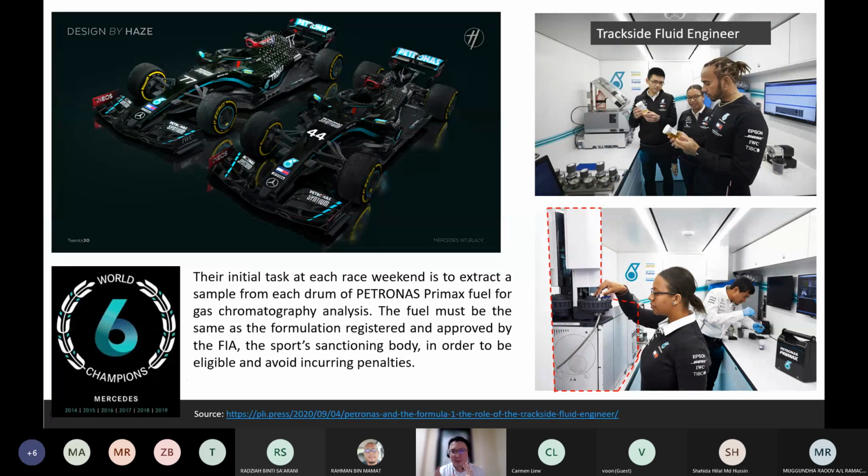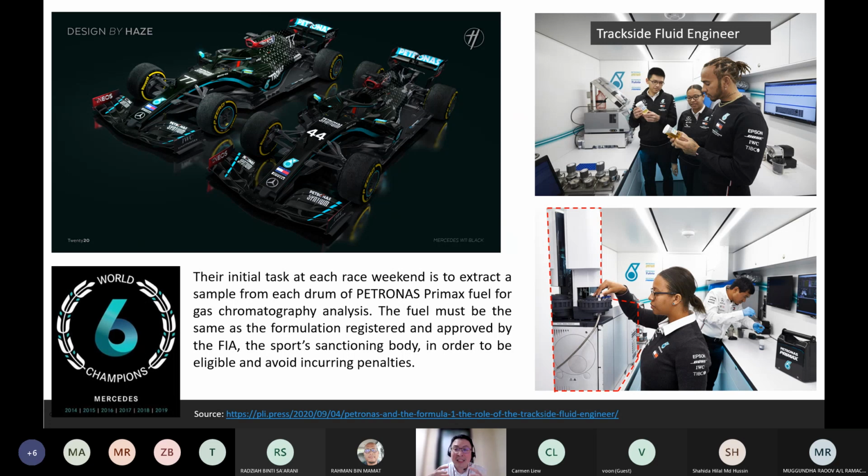Okay, so just to make things a little bit more interesting, the Petronas AMG F1 team, this is actually our F1. We work together with the Petronas AMG team, where we develop different types of fuels and also different types of lubricating fluids for the F1 team. And the team itself would move from continent to continent to race. So it's the F1 race.